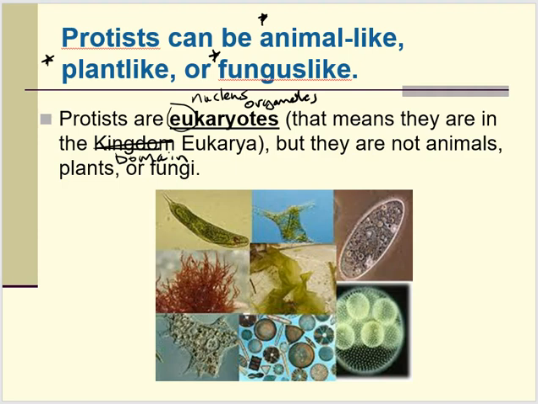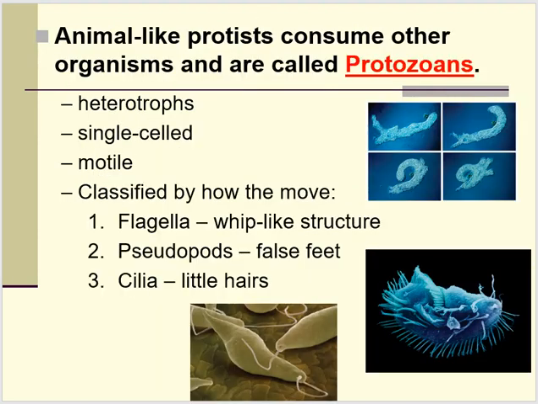Okay? Animal-like protists. We call them protozoans. All right? Proto for protist. Zoa comes from zoo, which is where we find animals. Okay? They are heterotrophs. They are single-celled. Right. They can move. That's what gets them out of being plants or fungi, because they can move, but they're single-celled. They can't be animals. Okay?